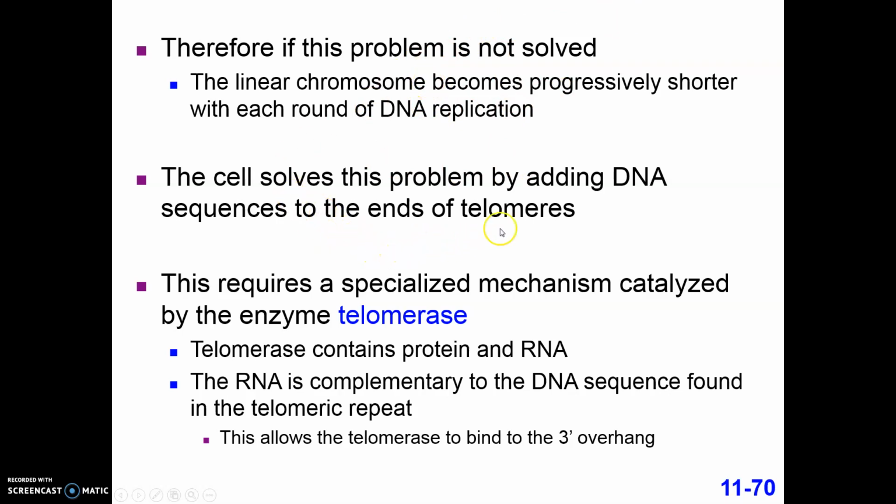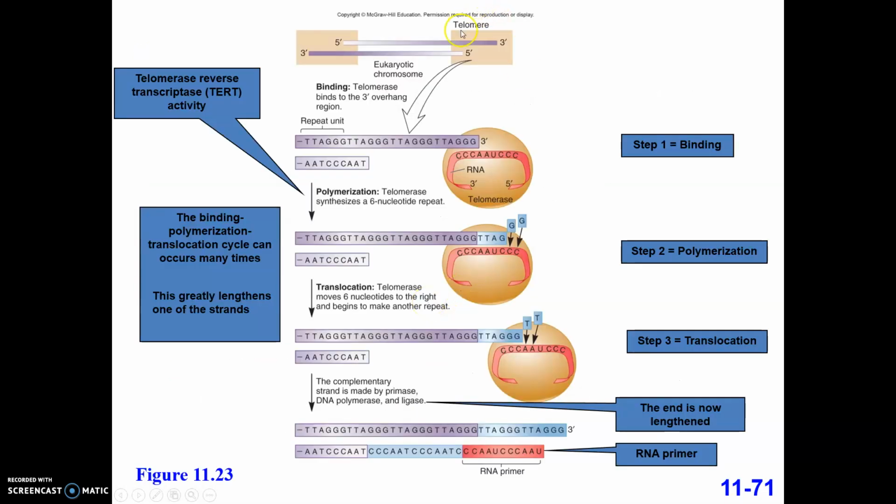The cells try and solve this problem through a specialized mechanism catalyzed by the enzyme telomerase. Now, telomerase is a protein RNA complex, and essentially what happens is this protein has its own RNA template that is complementary to some of the DNA sequences found in the telomere repeats. So essentially, telomerase solves this problem by having its own template.